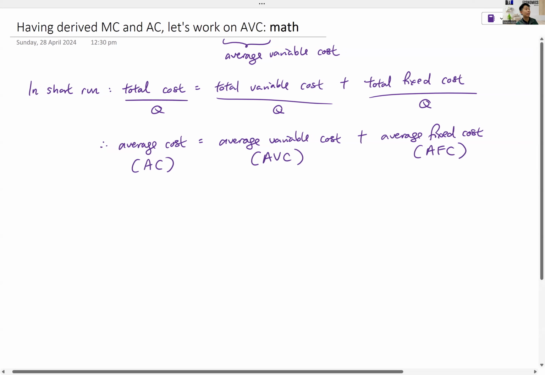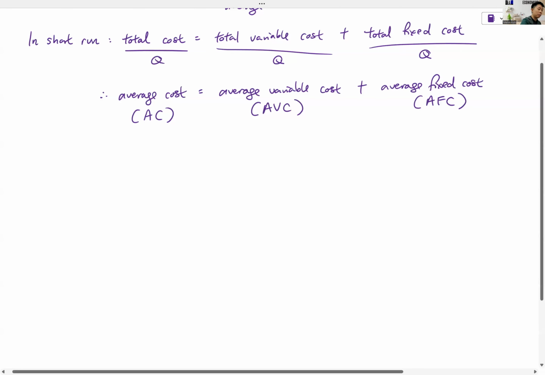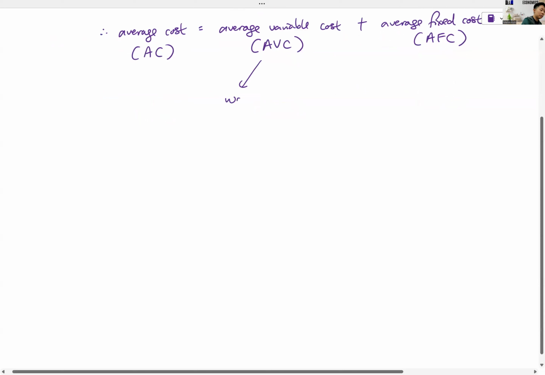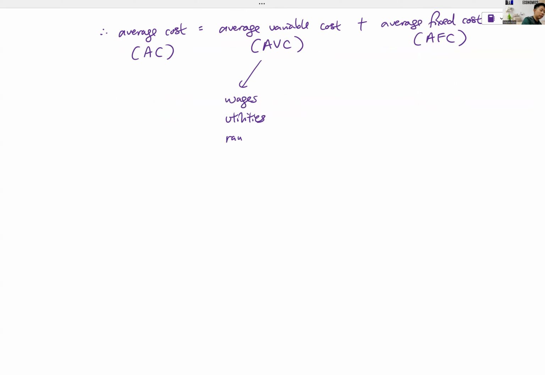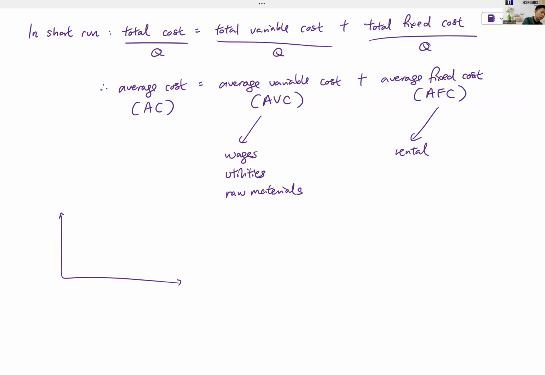Granwin, earlier on you gave an example of fixed cost. You said rental cost, right? So when you look at variable cost, it will be things like your wages, utilities, raw materials, right? But if you're looking at fixed cost, it's mainly your rental. So let's say I look at fixed cost. Total fixed cost.